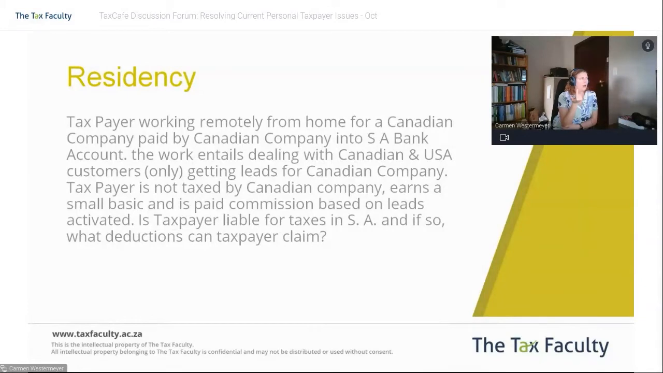I can't argue that the source is Canadian because the source of employment income is where I'm based, which is South Africa. So whether you are a commission earner or an employee, in this scenario, South Africa will absolutely have taxing rights on the full amount.